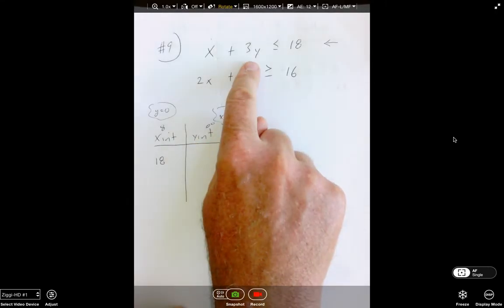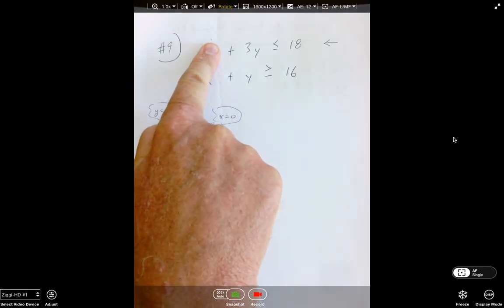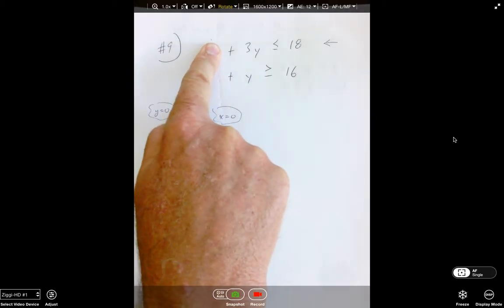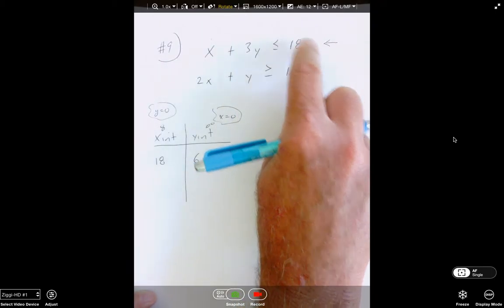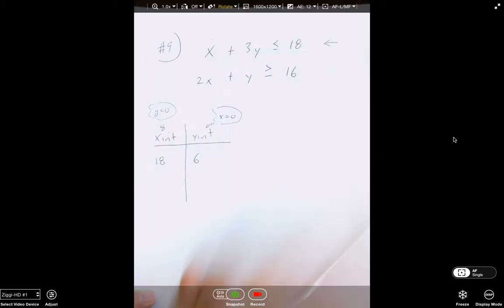Now how can I get my y-intercept? Cover up your x. Put a 0 there. So I have 3y equals 18. Most of you can do that in your head and see that the y-intercept would be 6. Divide by 3, divide by 3. 18 divided by 3 gives you 6.